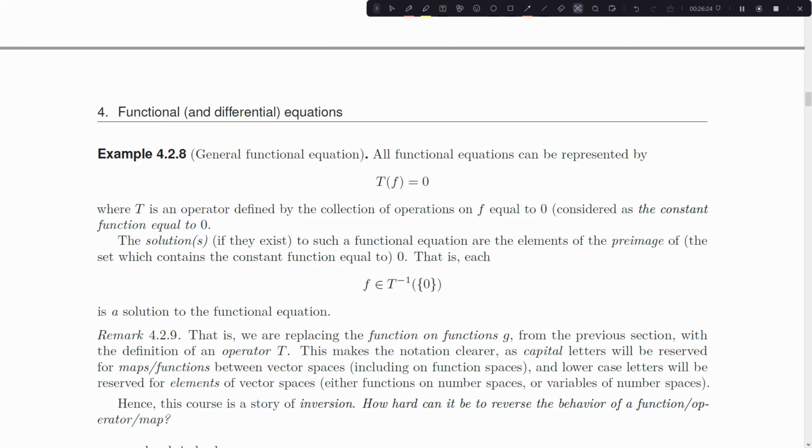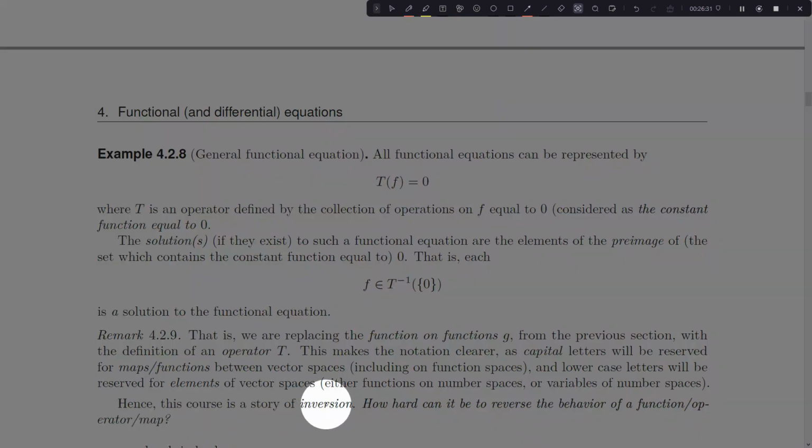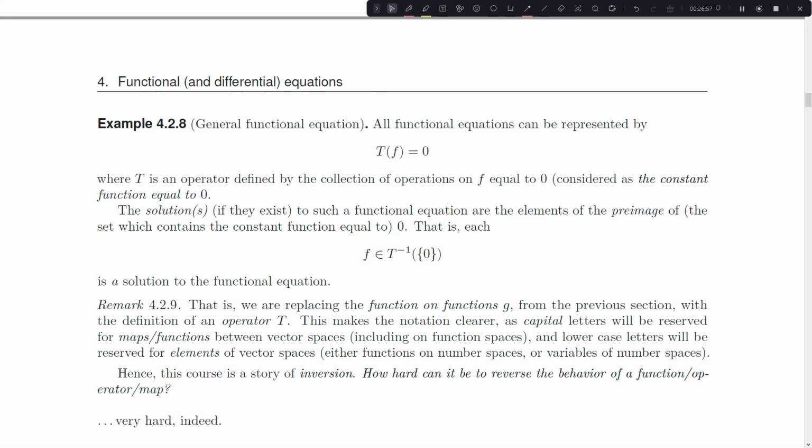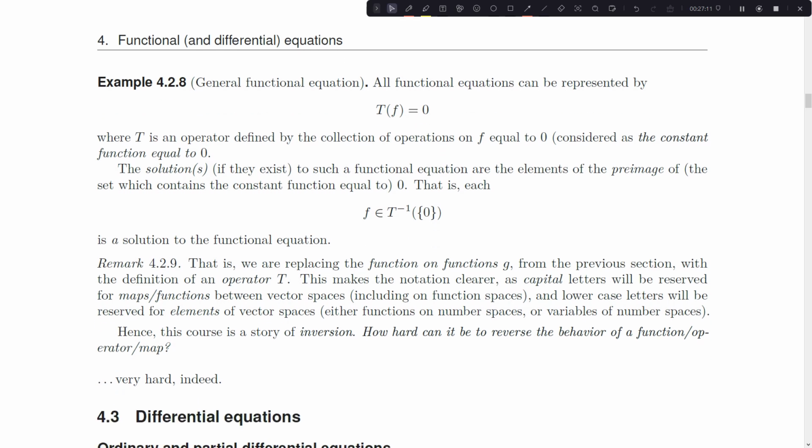Okay, I want to just comment quickly on this last line, and I say, this is a story of inversion. Differential equations as a whole is a story of inversion. It's a story of finding the preimage of 0 of some really crazy operators. And they start out easy, they're not that crazy, and they get harder and harder really quickly. So the question is, how hard can it be to reverse the behavior of a function or operator? Turns out it's very hard indeed. So we're going to be spending the rest of the semester trying to figure out how to invert operators as best we can. And in particular, the operators we will be inverting are those which give us differential equations.